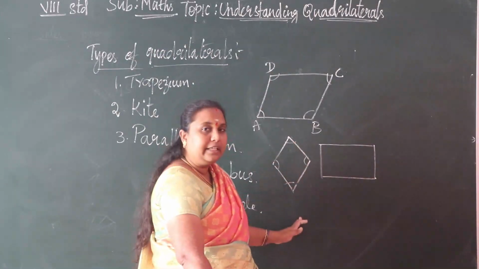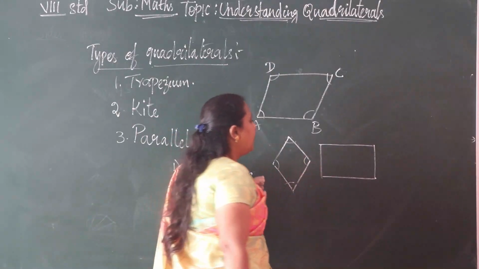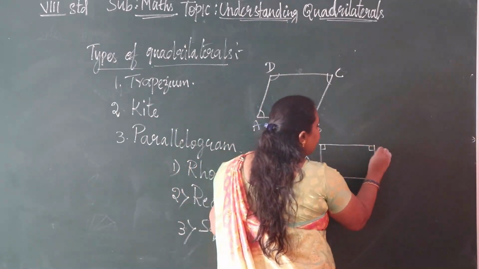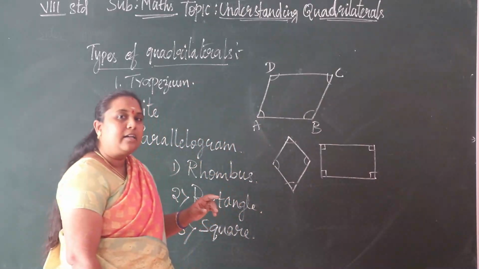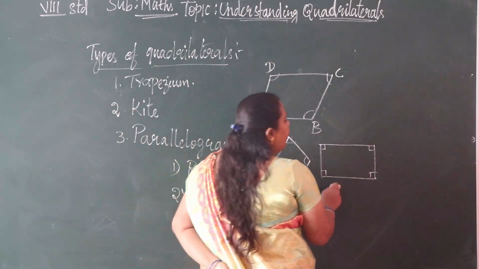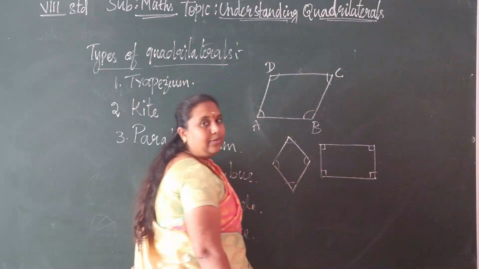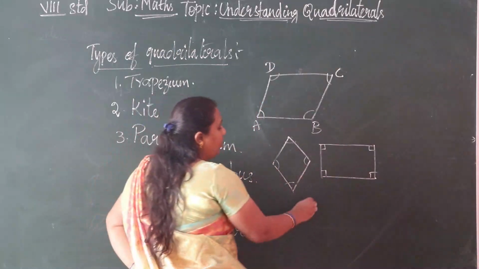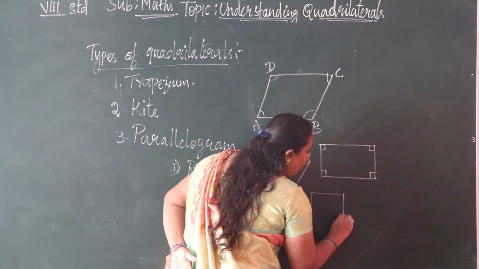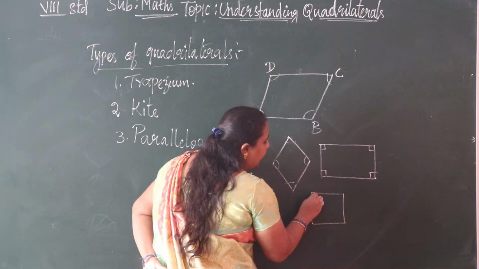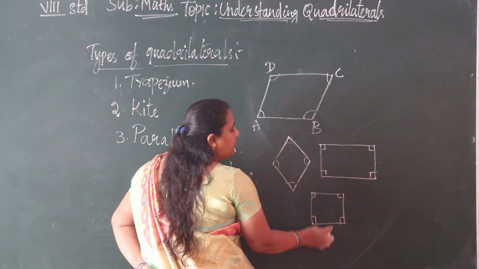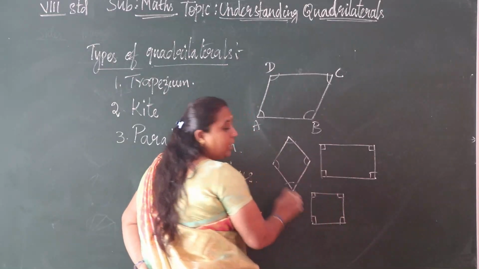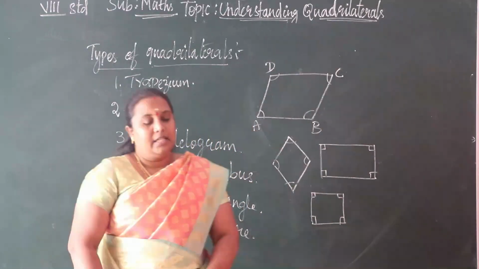Opposite angles are equal. In a rectangle also, all the angles are right angles and opposite sides are parallel and equal. Then we move on to a square. In a square also, all the angles are right angles, and opposite sides are parallel and equal.